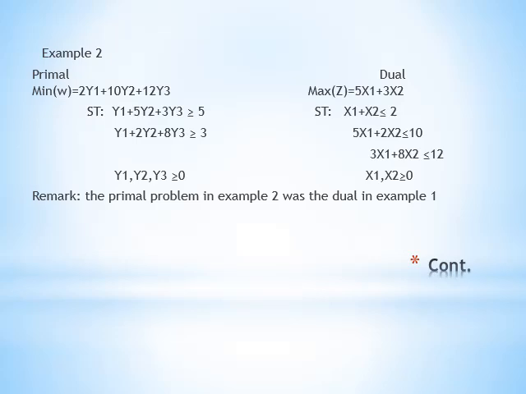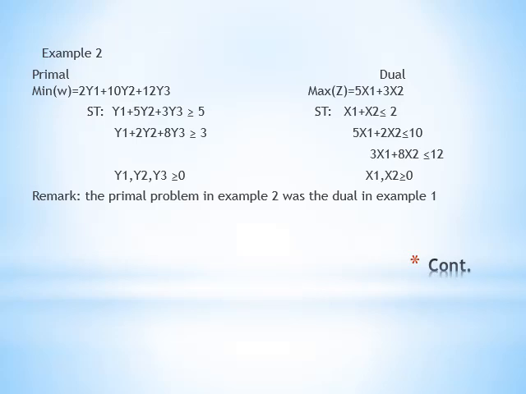Okay, example 2. Given the primal as a linear programming problem of minimization, we need to convert this primal problem to the dual one. Okay.